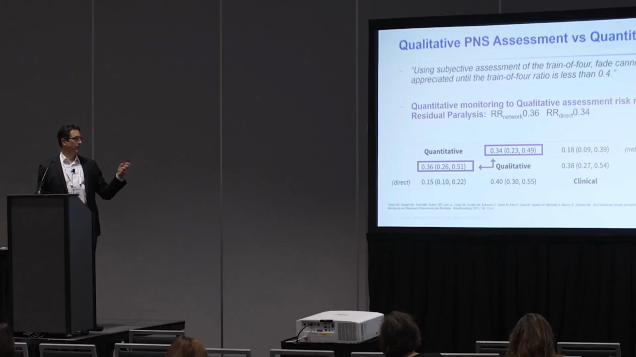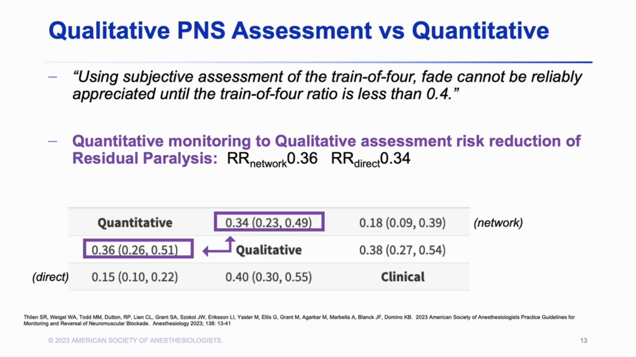But the point here is that you have a very significant reduction in the relative risk of residual paralysis if you use quantitative monitoring over qualitative monitoring, which is peripheral nerve stimulator with the visual or tactile assessment. If you look at clinical, it's even more profound, 0.81 and 0.15. I showed you that the reduction or the improved patient outcomes, the differences in patient outcomes were across all different types of monitoring modalities.